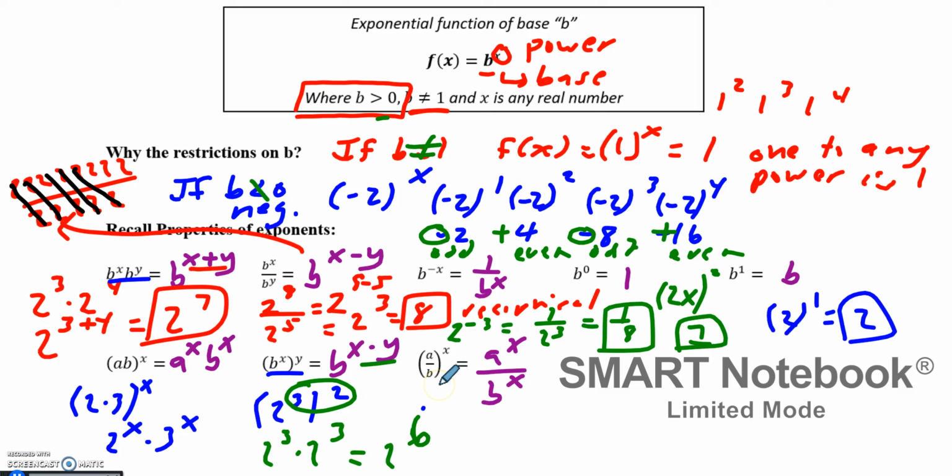The last exponent property, a divided by b to the x, is the same as if I took 3 over 2 to the x power. This exponent applies to both of these bases, so you could rewrite it as 3 to the x over 2 to the x.